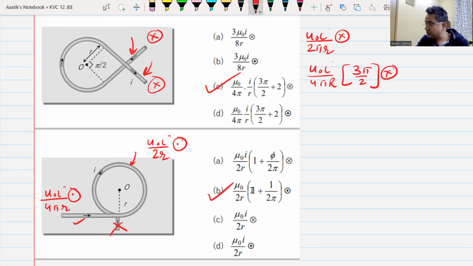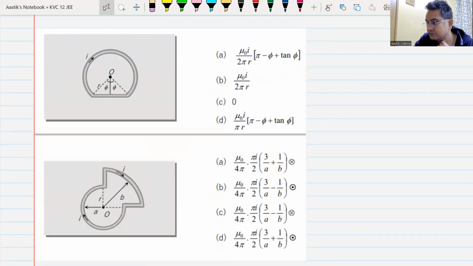Then come these two. I'll give you 2 minutes to give me the answer of these two. So how you have to do this? This is a straight wire. The magnetic field due to the entire circuit is going inside. Yes or no?